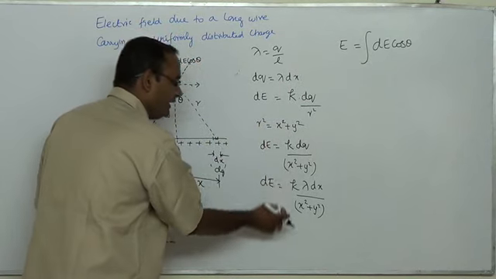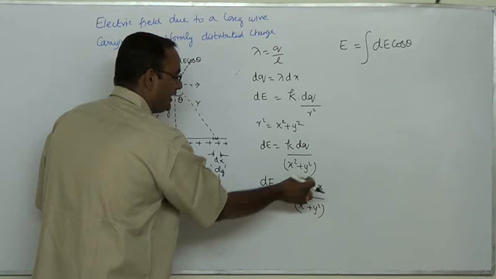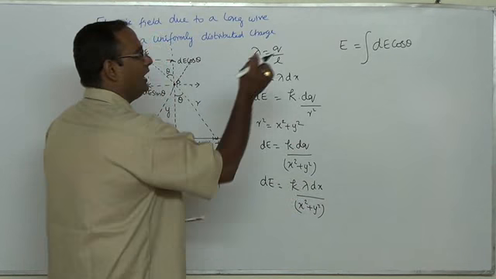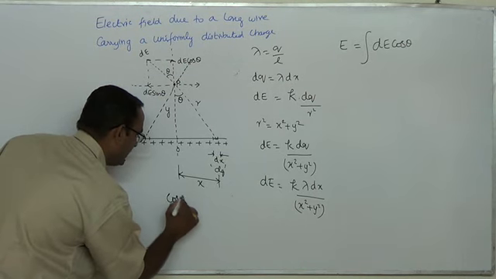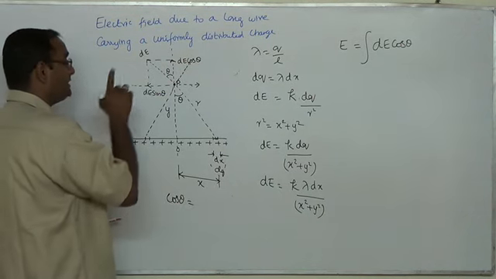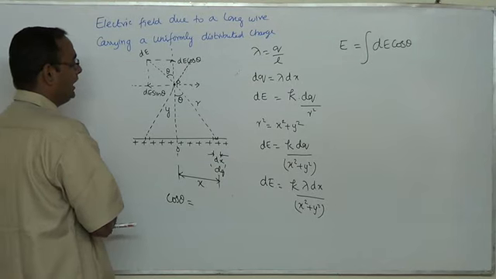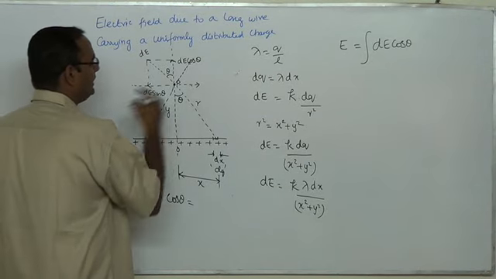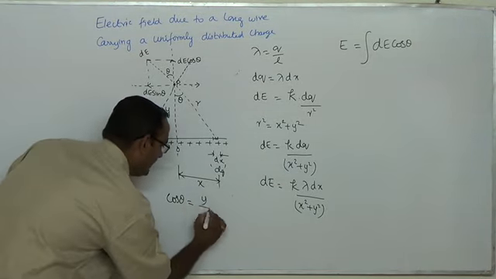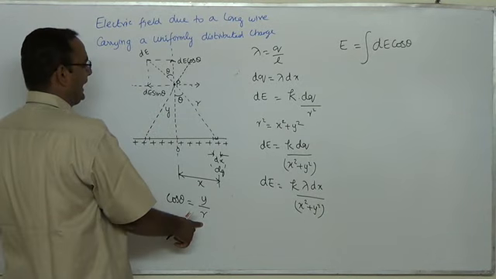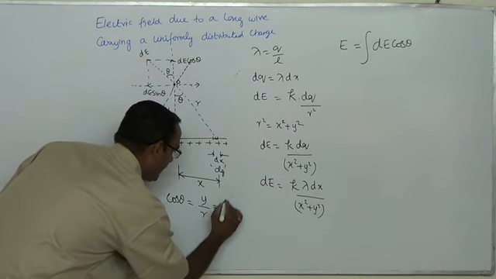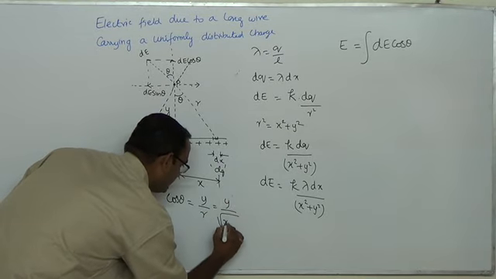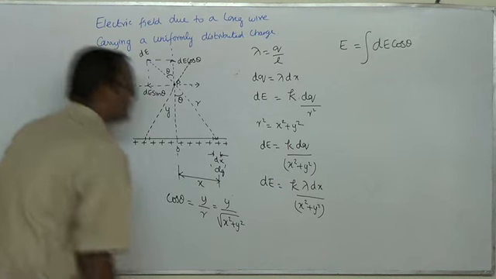Now we know the value of dE as k into lambda into dx divided by x square plus y square, and we should know what is cos theta. From this triangle, cos theta is adjacent side by hypotenuse, and therefore y divided by r. So it is y by r. Instead of r, I can write root of x square plus y square. So therefore it is y by root of x square plus y square.